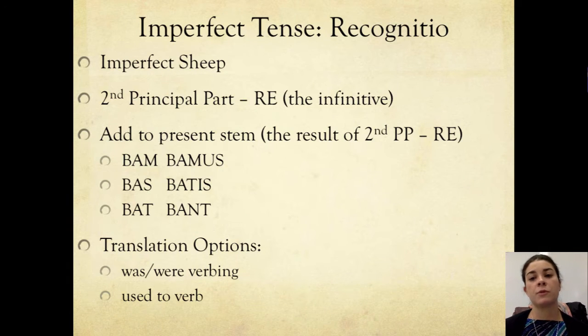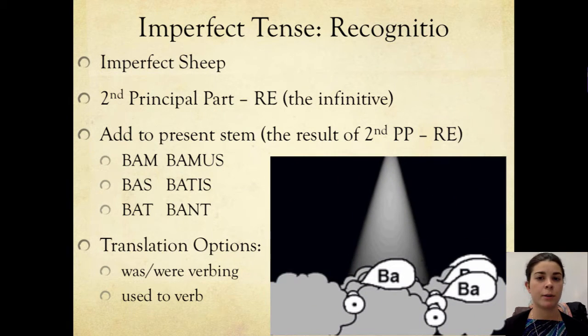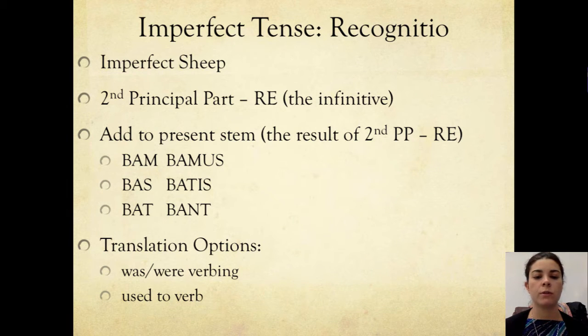So let's first review what we know about the imperfect tense. We remember imperfect sheep, they go ba, and that's our recognizer for imperfect tense. It's the ba. So normally we'd take the second principal part, take off the re, and then add bam, bas, bat, bamus, batis, bant to that present stem, which is what you have when you take off the re from the second principal part. That's your present stem. The translation options were was or were verbing and used to verb.